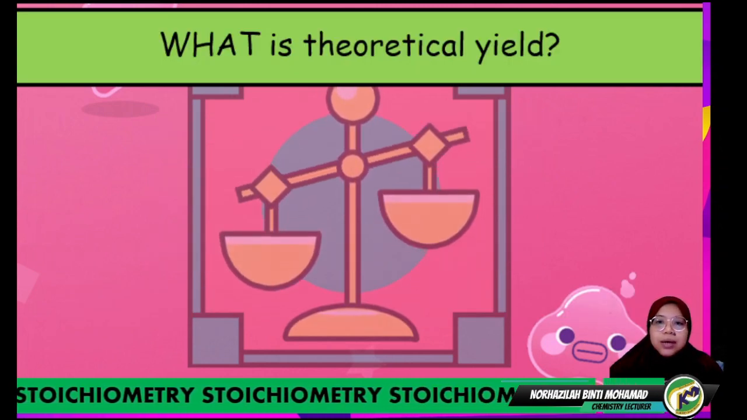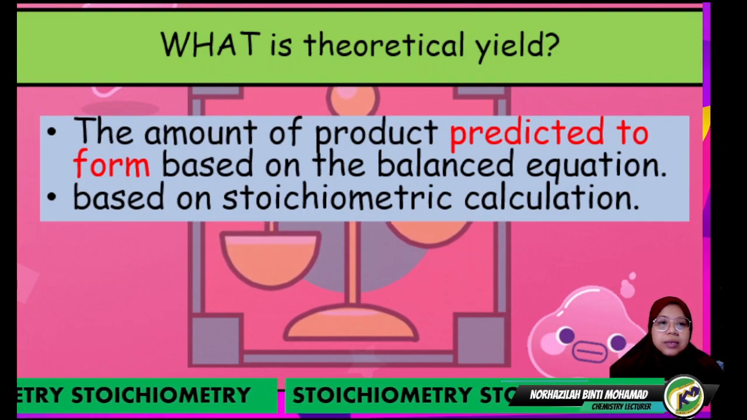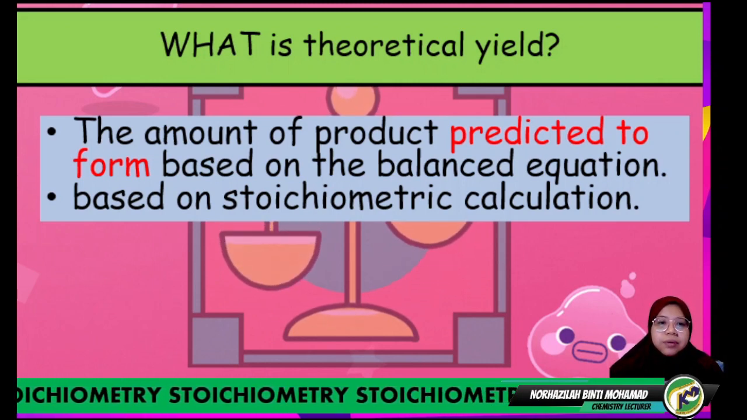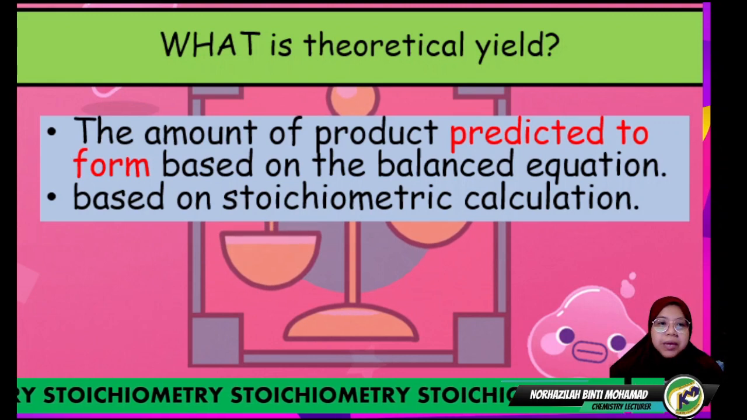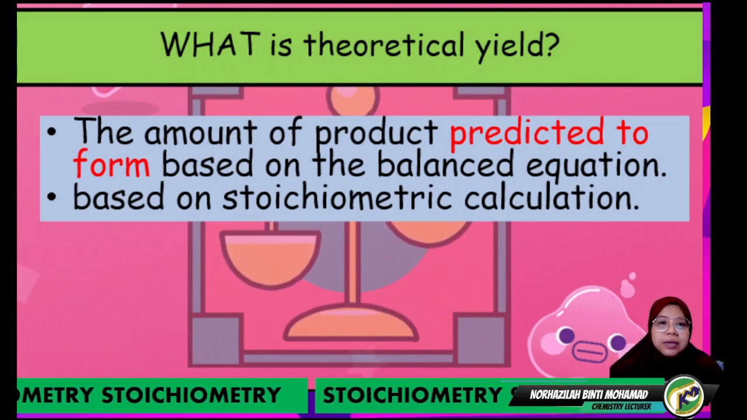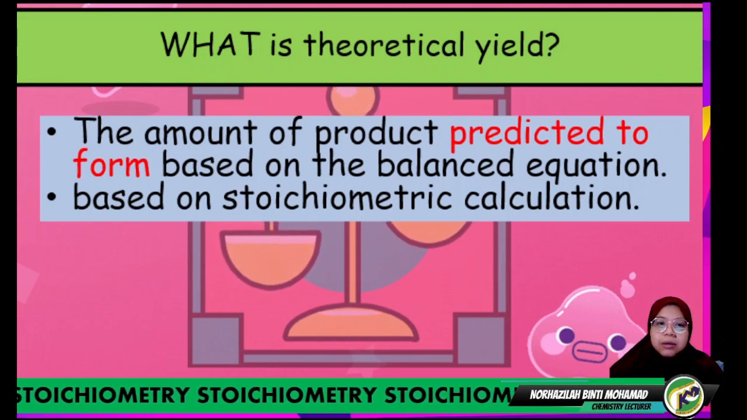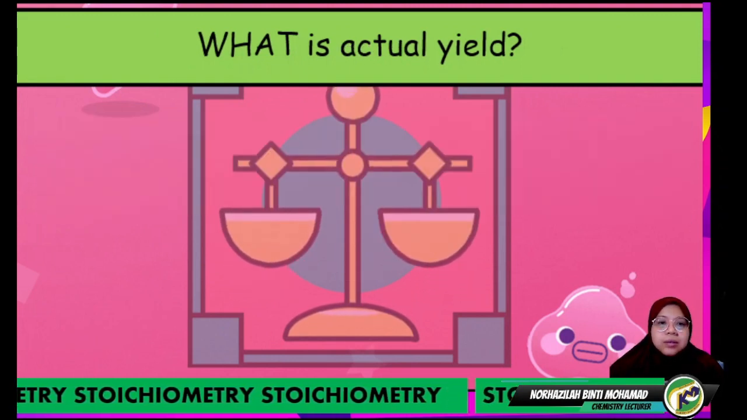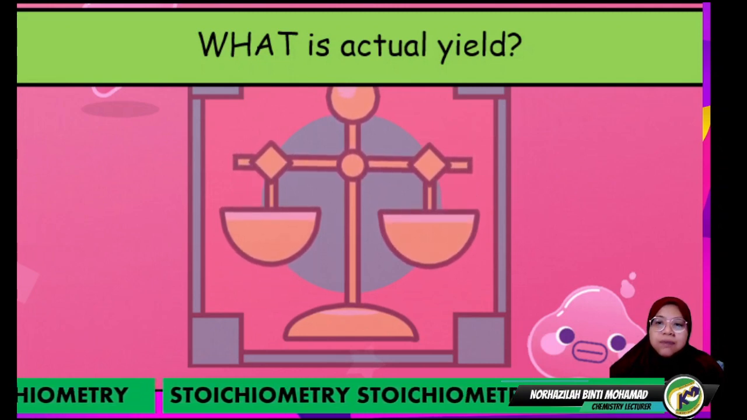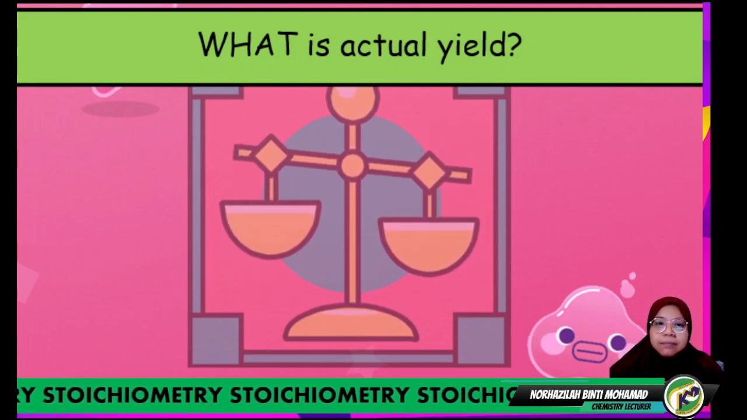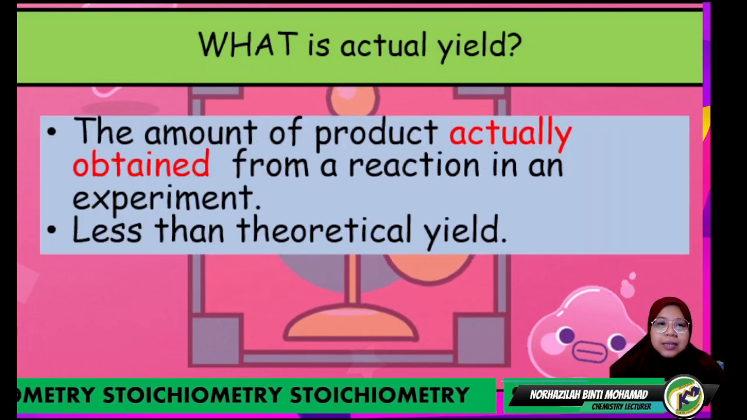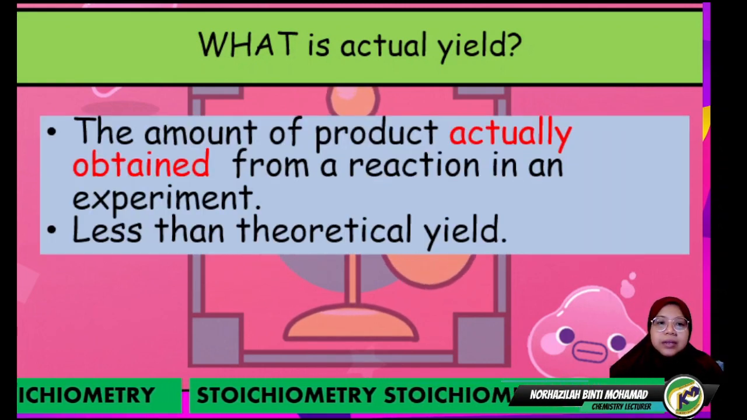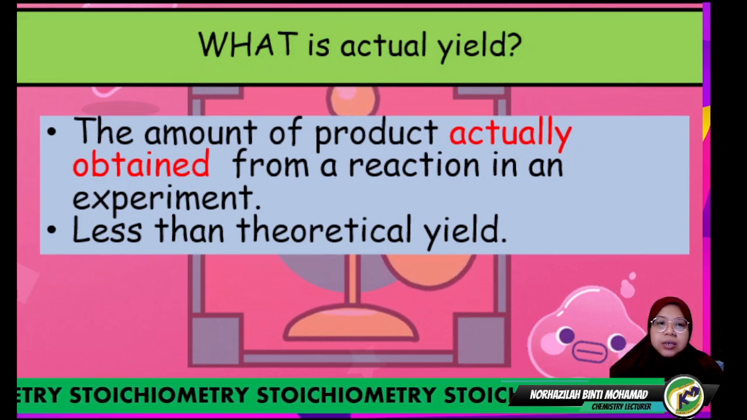So the first one is what is a theoretical yield. Theoretical yield is the amount of product predicted to form based on the balanced equation. So the amount of product that we predict is based on the stoichiometric calculation. So what is actual yield? Both are yield, both we study the amount of product. Actual yield is the amount of product that is actually obtained from a reaction in an experiment. So the actual yield is the product that we get from the experiment.